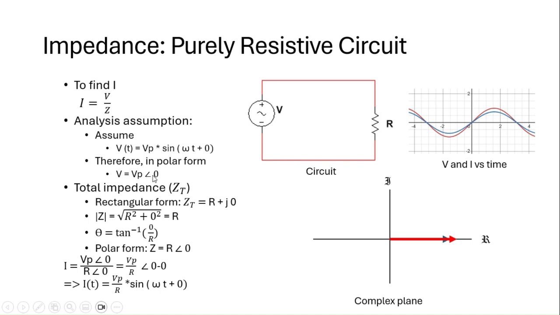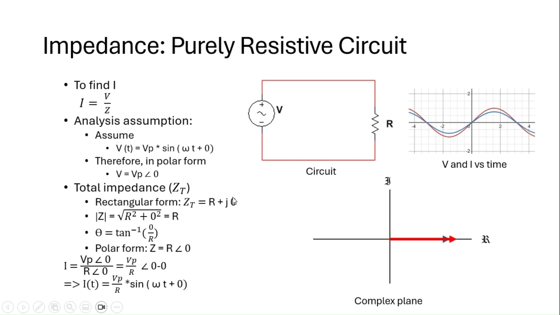And I guess I should say here, because the current didn't shift at all in this complex plane, that means the resistance in the circuit has no kind of effect on the shift, right? And so when we look at the rectangular form for the impedance, we have resistance plus j, which is our imaginary term here.